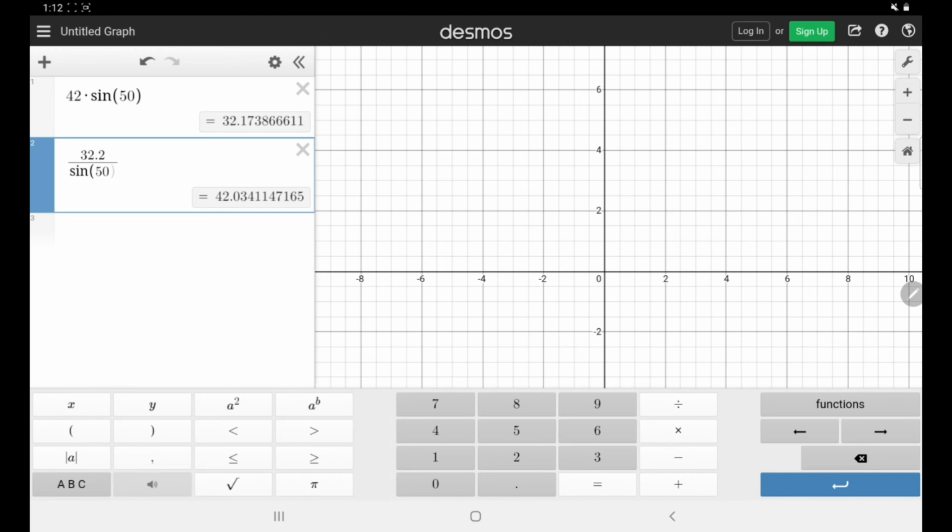Now we do have these decimals, but that's only because I just rounded the 32.2. If we wanted the fully accurate numbers, we should have just plugged in 32.173. But, you know, it's close enough is the point. And when we round, we would have gotten our 42. But that is how we solve for sine.